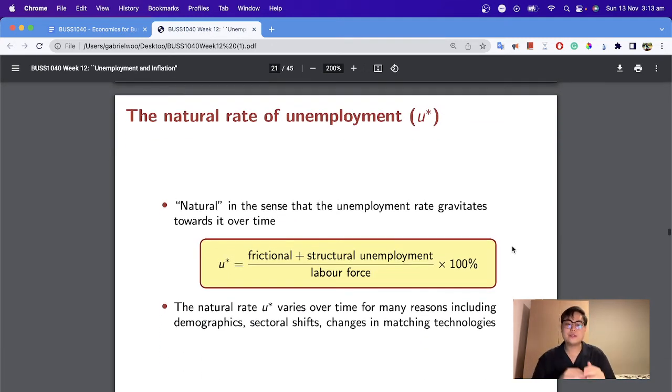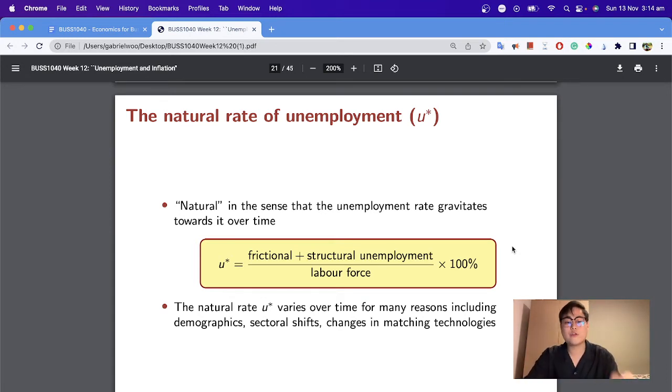And so there is a natural rate of unemployment in the economy. This is natural in the sense that the unemployment rate gravitates towards this level over time. So there should be some frictional people between jobs and some structural where there's mismatches in different skill sets. This is what we call the natural rate of unemployment, which is U star, as a percentage of total labor force, so it's multiplied by 100%.